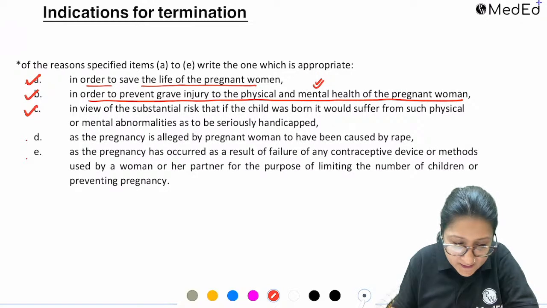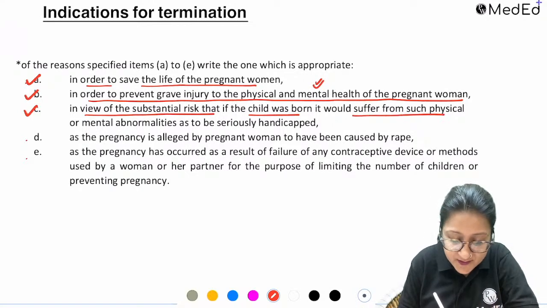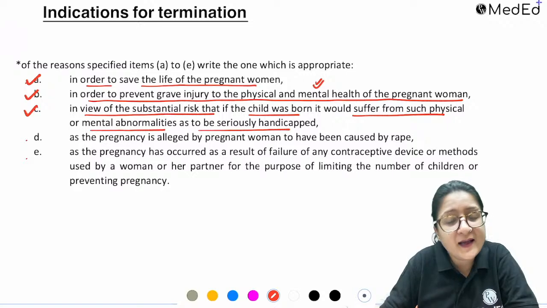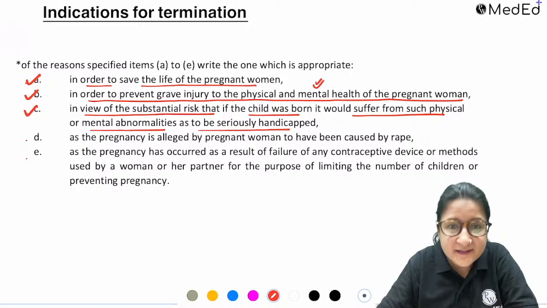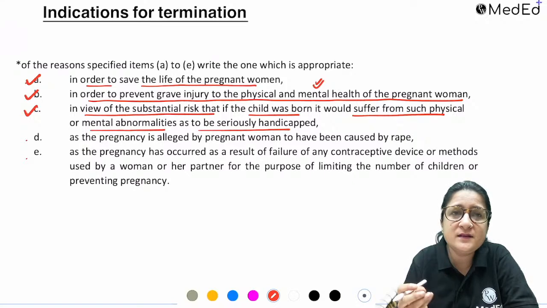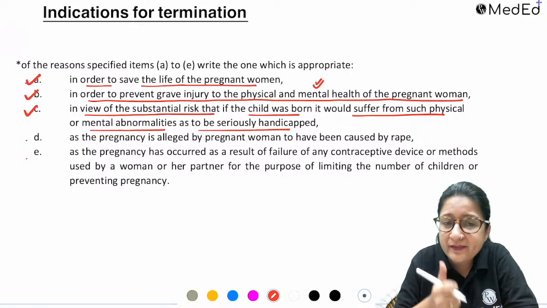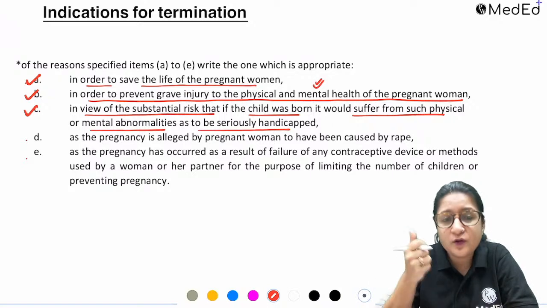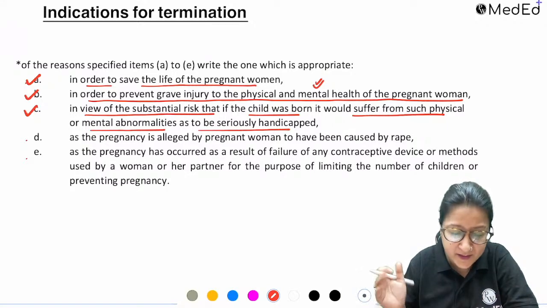Now, let's look at the other indication. In view of substantial risk that if the child was born, it would suffer from such physical or mental abnormalities as to be seriously handicapped. So let's say a woman gets pregnant and we have an ultrasound report showing some serious congenital malformations, and it is considered that this child, if born, can have severe mental retardation, for instance. Now this has to be a confirmed diagnosis. So when there's a confirmed diagnosis, let's say of some chromosomal abnormality like Down syndrome or any other trisomy, then that is an eligible indication for medical termination of pregnancy.